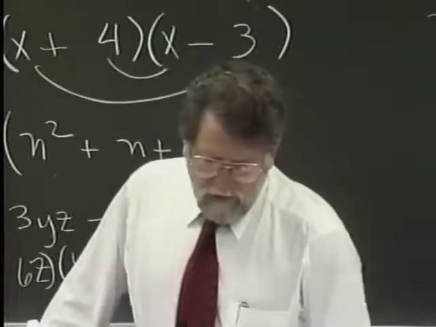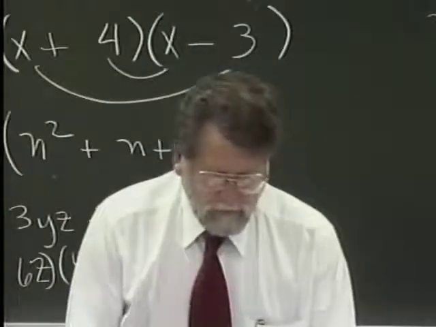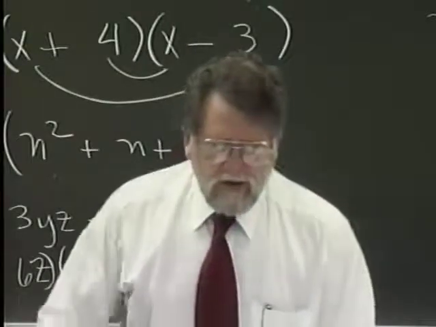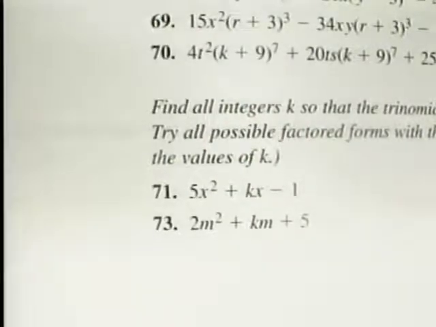Going down into 71 through 74. Let's look at 73 just as an example. We have 2m squared plus km plus 5. This is working backwards. This is sort of neat. I've asked you this same kind of question before, but let me write the problem first. This is number 73. And in 73, I have 2m squared, and I have a plus km and a plus 5.